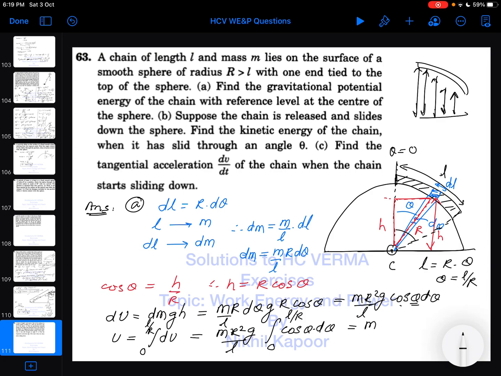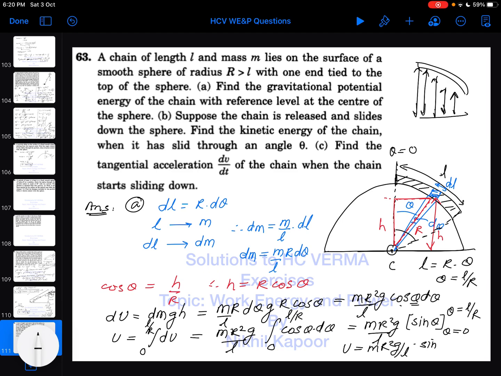Now integration: m r square g by L, the integration of cos theta is sin theta, and here theta varies from 0 to L by r. By substituting the upper limit and lower limit, we get the potential energy as m r square g by L into sin of the upper limit L by R, while sin of the lower limit, sin 0, is 0. So this is the potential energy of the chain at this position right now. Okay, so this completes our A part.